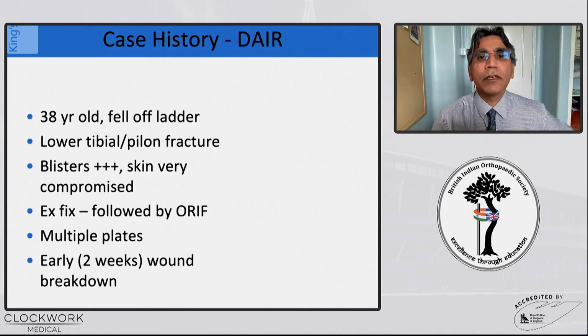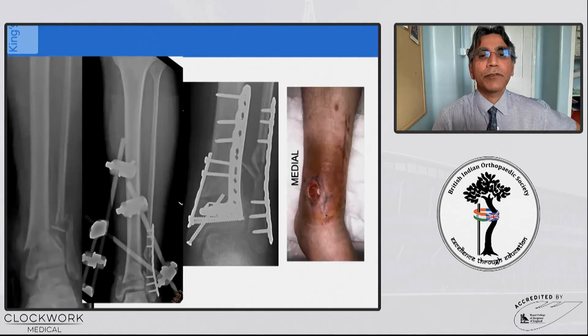They've lost the patients. Okay, here is a story of a 30-year-old who fell off a ladder, pilon fracture of the lower tibia. There were lots of blisters, skin very compromised, span and plan. After fracture blisters settled down, patient was taken twice to theater to have plates all around the tibia. But the wound broke down as soon as they closed the wound, literally. So it's a case of early infection.